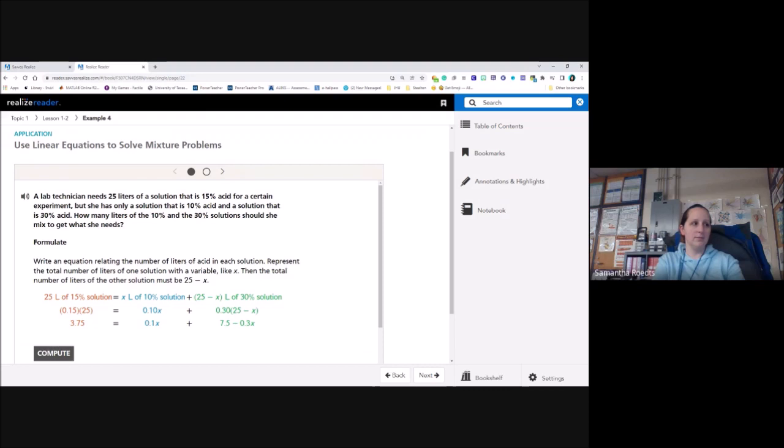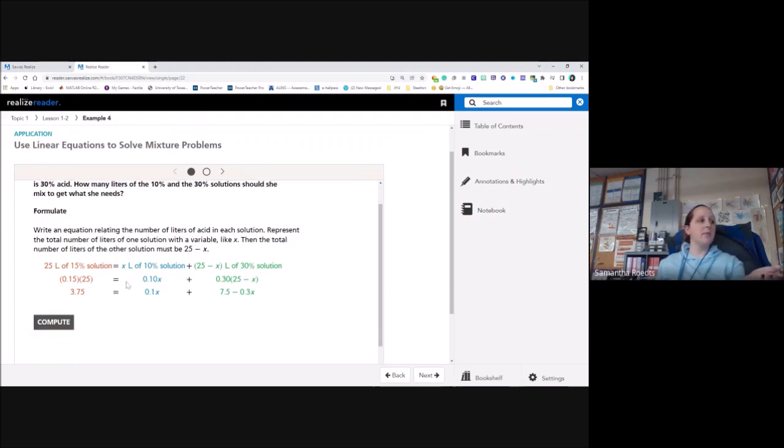So 25 liters of 15% solution, remember, of means multiply in mathematics, equals the amount of liters of 10% of the solution plus 25 minus x liters of 30% solution. So again, I have two solutions available to me. I have a 10% and a 30%, and I want to make this 15%, but I'm still making 25 liters.